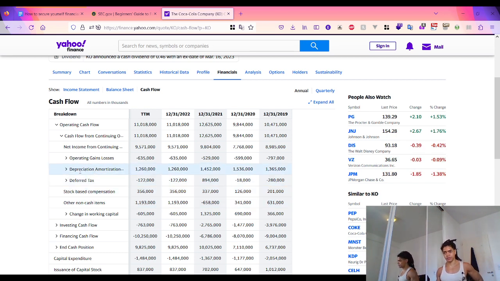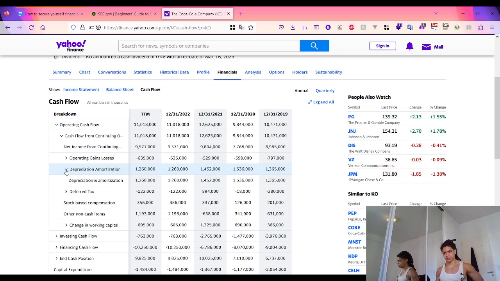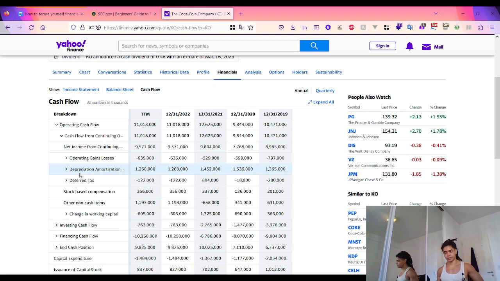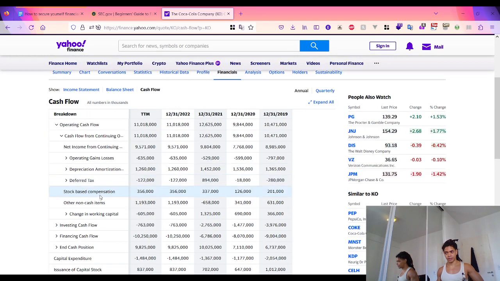Depreciation is the amount of wear and tear of certain assets. Stock-based compensation is awards to employees, or you can issue stock options to generate some cash from that.